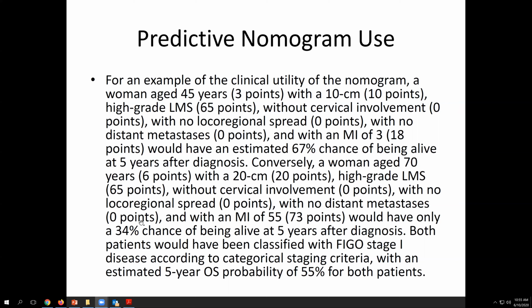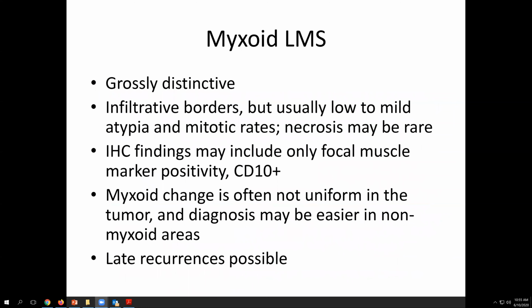Now, under the classic FIGO staging, both of these would have been stage 1 with an estimated overall survival of 55%. Well, that doesn't really tell the truth for these two patients who have different prognoses. So the nomogram can be fairly useful and I would encourage its use.